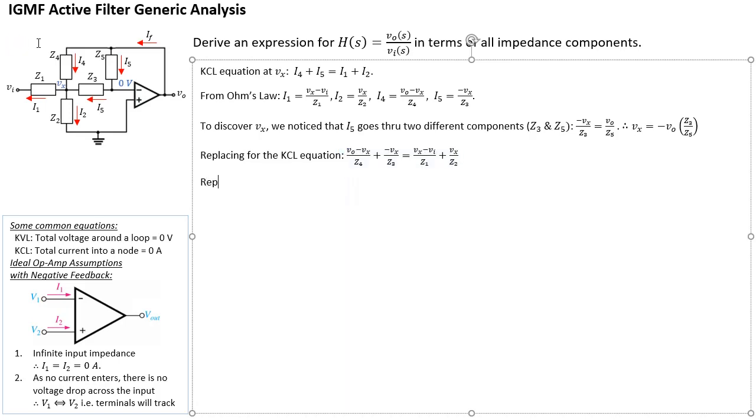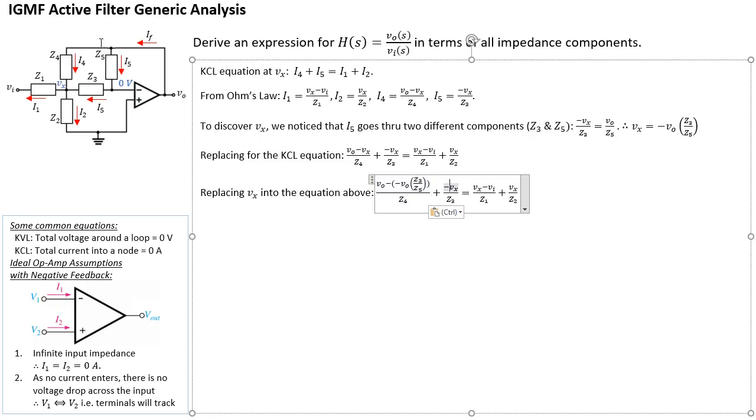And then I'll say replacing Vx into the equation above. So first of all, let me just put everything in, and then basically wherever there's a Vx, I'm going to replace it with this term here. Okay. All right, so I'm gonna put in brackets. All right, that's that, and then you have this Vx as well in brackets. And then this term in brackets. And then this term in brackets.